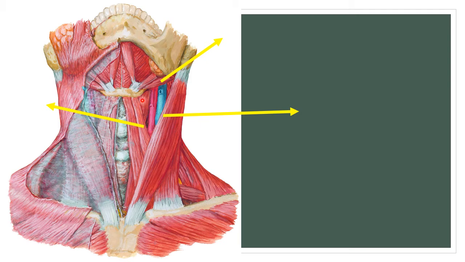So between these boundaries is the triangular intermuscular space, and it contains very important structures: the common carotid artery, the internal jugular vein, and a group of nerves, which we are going to discuss now.